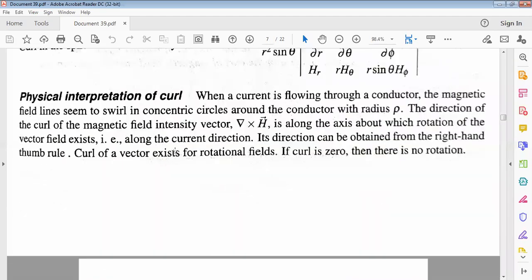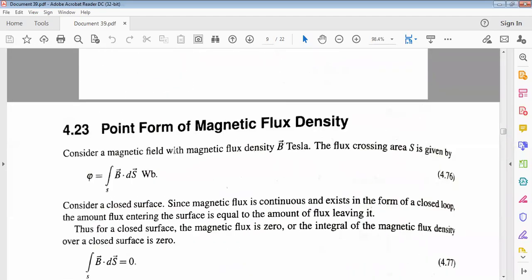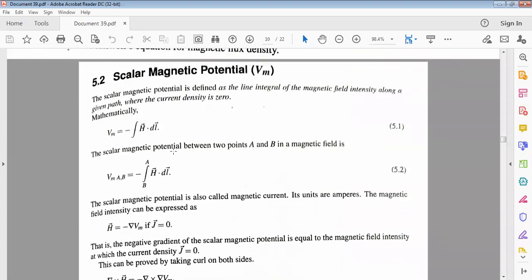I'm going to the next concept called scalar magnetic potential. In today's class we will discuss scalar magnetic potential. What is meant by scalar magnetic potential? How is it represented? It is the potential which is developed due to scalar magnetism.